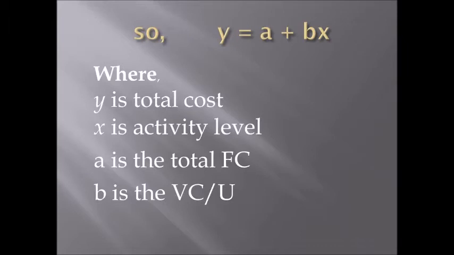So in the straight line formula, y equals a plus bx, where y is the total cost, x is the level of activity, a is the total fixed cost, and b is the variable cost per unit. When we multiply the b value, which is the variable cost per unit, by the x value, we can find the total variable cost. Then we subtract the total variable cost from total cost to get the fixed cost.